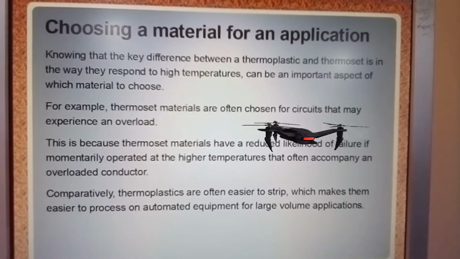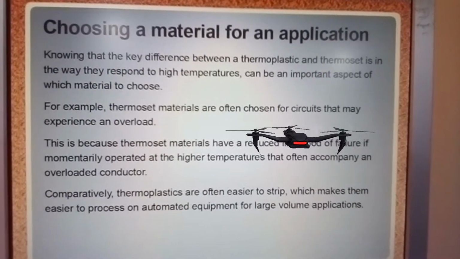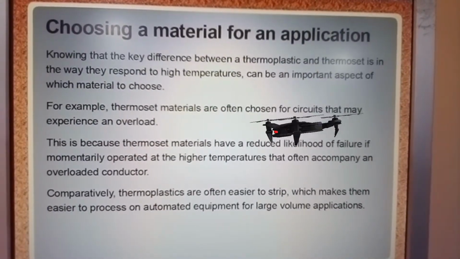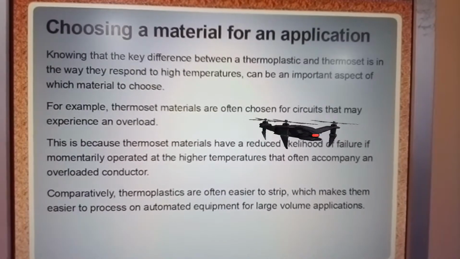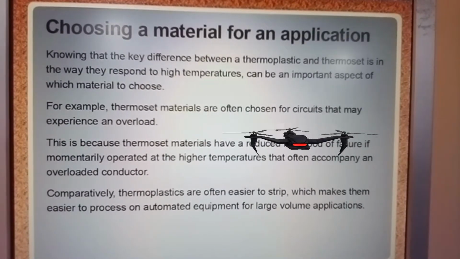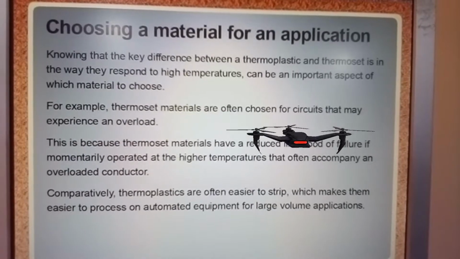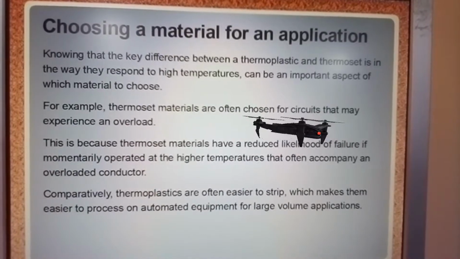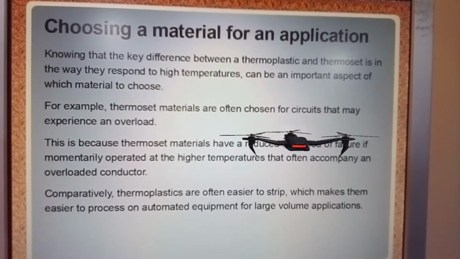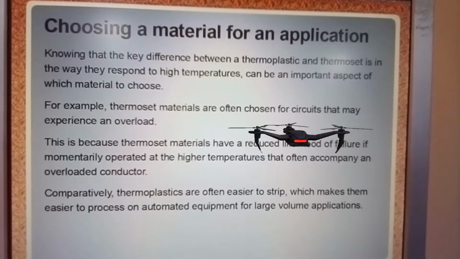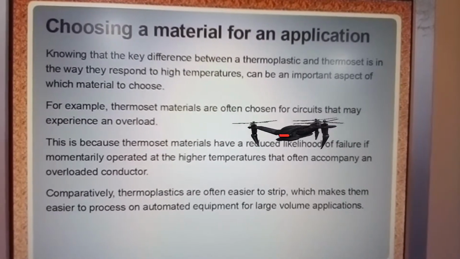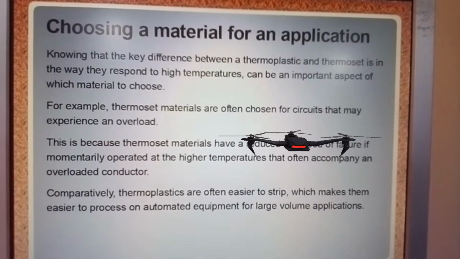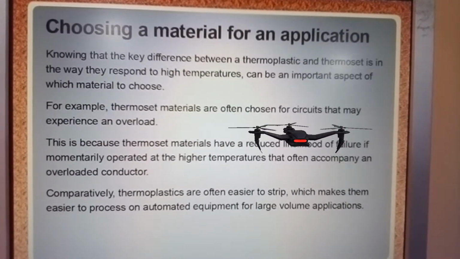Choosing a material for an application. Now, knowing that the key difference between a thermoplastic and thermoset is in the way they respond to high temperatures can be an important aspect of which material to choose. For example, thermoset materials are often chosen for circuits that may experience an overload. This is because thermoset materials have a reduced likelihood of failure if momentarily operated at the higher temperatures that often accompany an overloaded conductor.